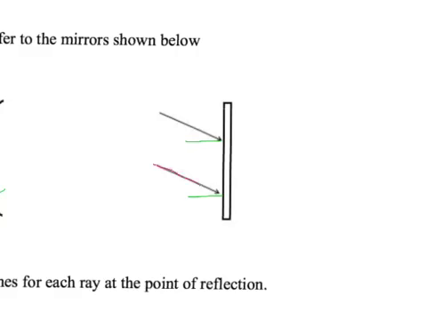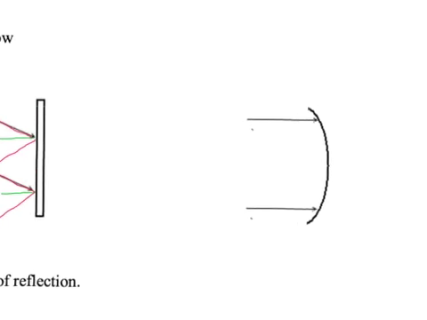So here comes my incident ray. So the outgoing ray, the angle of incidence equals the angle of reflection. It's going to look like that. And this one's going to come in this way, and it's going to go out at the same angle here. And you'll notice they came in parallel and they go out parallel. Let's try our next one.